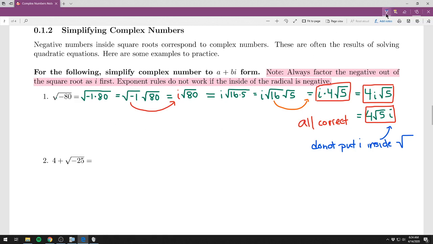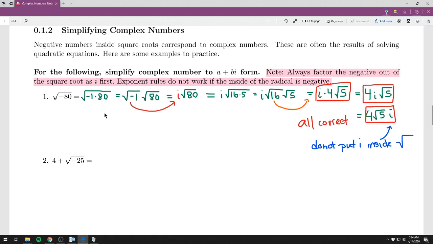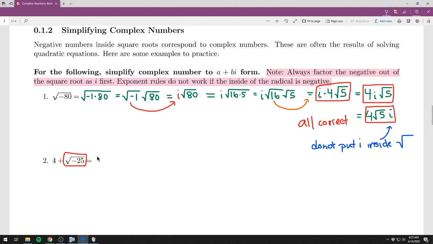All right, number 2. Here we've got to simplify 4 plus the square root of -25. Same deal as last time. We want to focus on the square root first. As it stands, 4 is simplified. It's just the number 4. You want to simplify the square root of -25 first. We got the 4 in the front.